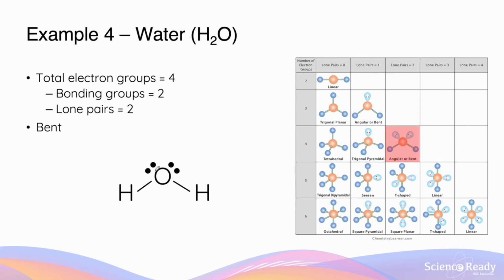In the water molecule, an oxygen atom is bonded to the two hydrogen atoms via single bonds, so we have two bonding groups. Since the oxygen atom has 6 valence electrons, this will leave 4 non-bonding electrons as 2 lone pairs. So we have 4 total electron groups, 2 bonds and 2 lone pairs, and with 2 lone pairs out of the 4, the shape is bent or angular.